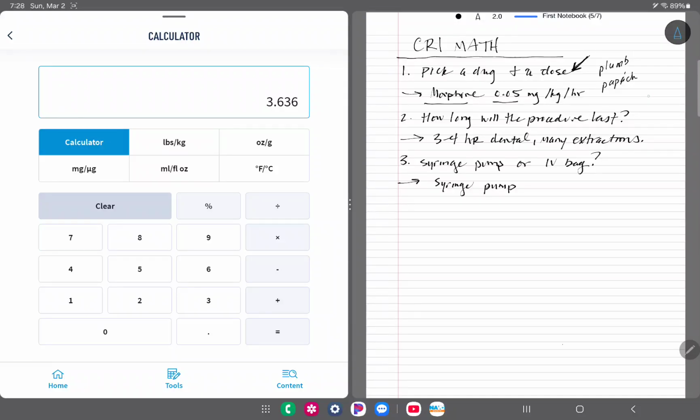And then you're going to ask yourself, how long is this procedure going to last? I need to know how much of this drug to draw up, so that depends on how many hours the procedure is going to take. So if we're assuming a stomatitis cat that needs a 3 to 4 hour dental, all the extractions, then we're going to again think about, well, how long does the doctor need? How long is this going to take? I usually assume about 3 to 4 hours.